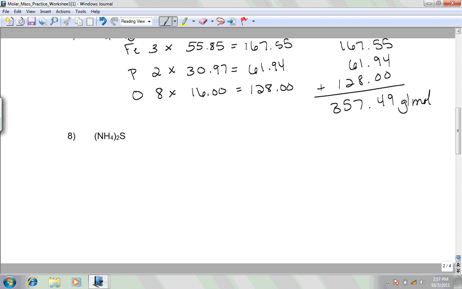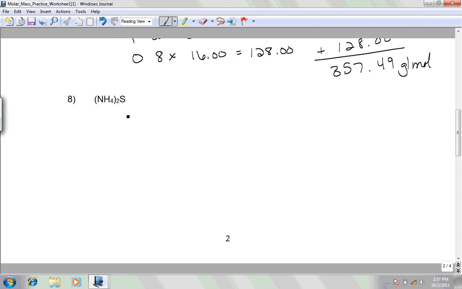Number 8, we have ammonium sulfide. We have nitrogen, hydrogen, and sulfur. That 2 goes to inside the parentheses. So there's 2 nitrogens, and that mass is 14.01. So 2 times 14.01 is 28.02. We have 8 hydrogens because it's 4 times 2. 1.01 comes out to be 8.08.